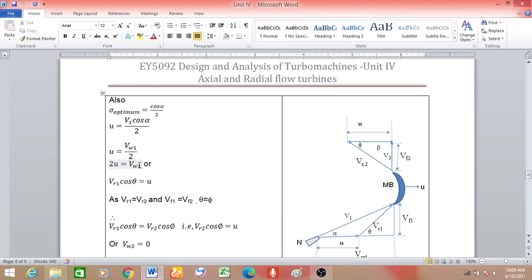The whirl velocity at inlet will be equal to 2 times the blade speed, and at outlet the whirl component is 0 for maximum blade efficiency. So these are the conditions for a single stage axial flow impulse turbine. So we shall continue with this.